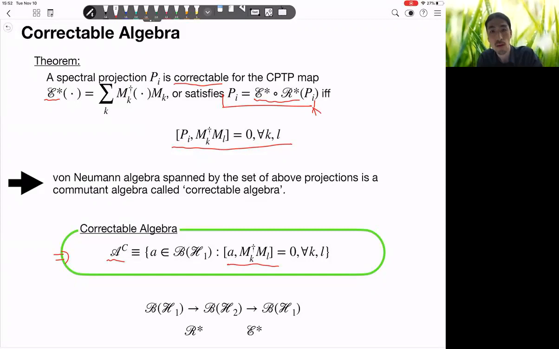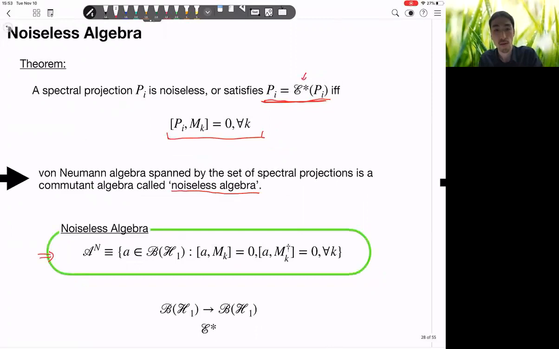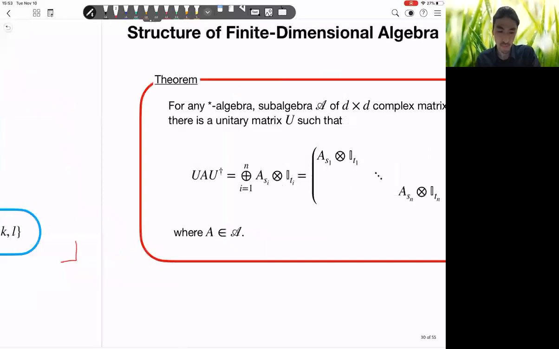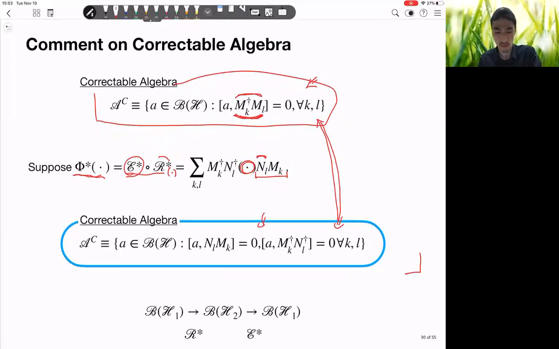Just one more comment. If you consider this Kraus representation for the composite map, then you should only have one M here, right? That's what we have seen in noiseless algebra. Anyway, we can discuss this afterwards. So this is the idea of finding the correctable algebra in the Heisenberg picture.